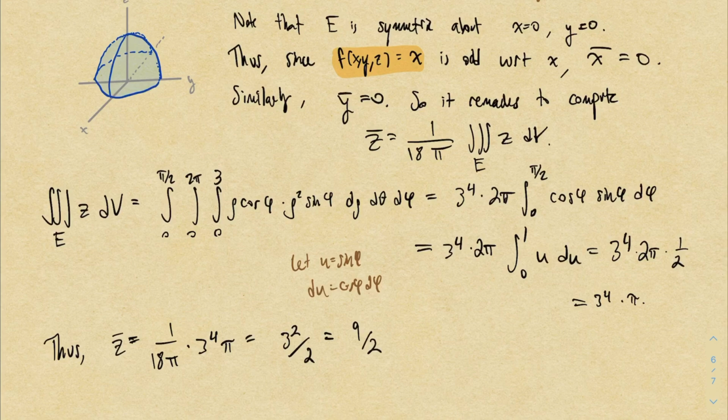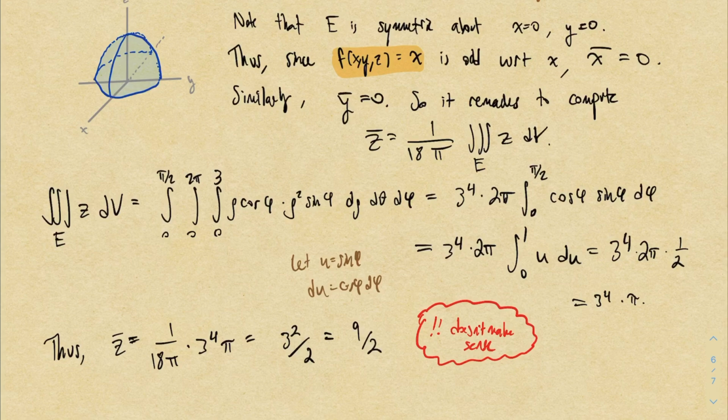So I look at 9 halves, which I know is about 4.5. And then I look at my sphere, which I know has radius 3. I thought to myself, Joe, could the average z value of a point in the sphere be 4.5? No, that's absurd. An alarm sounds in my brain and I realize that I did something wrong.